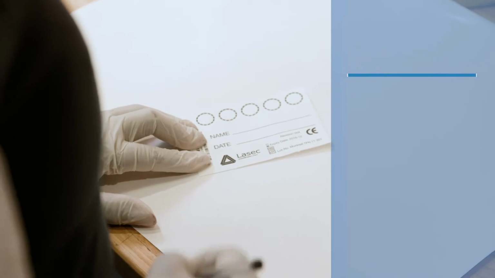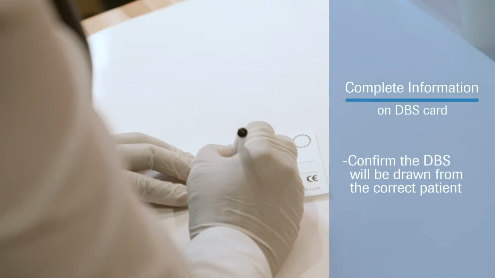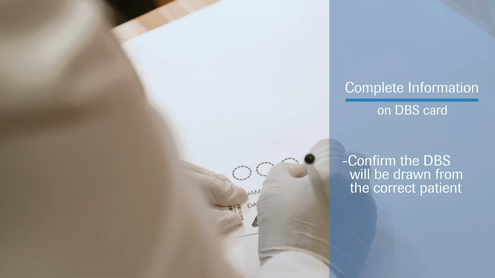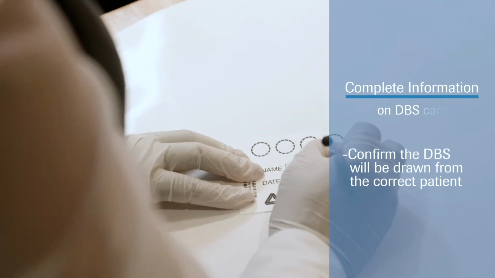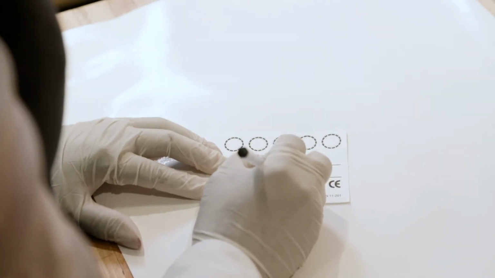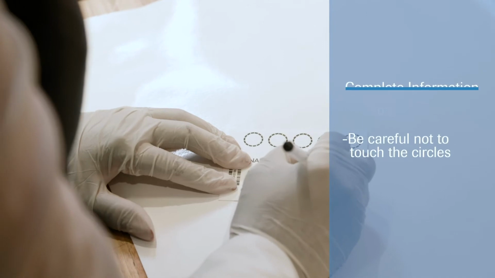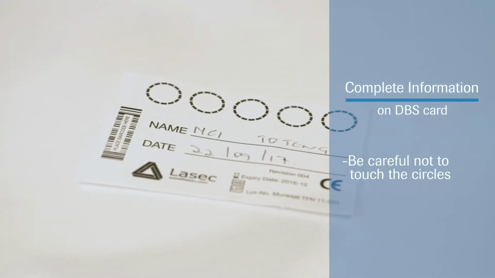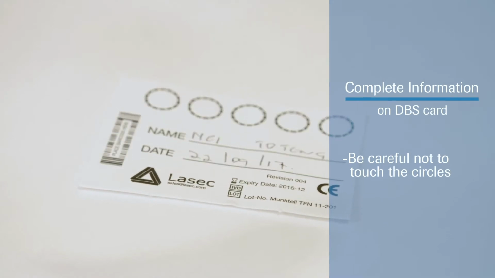Having carefully placed a DBS card on a clean surface, the nurse confirms this is the correct patient to be tested and labels a DBS card in pen with the appropriate identifying information and the date of collection. She is also taking care not to touch the circles on the card with her fingers or anything else, as touching the circles can contaminate them and affect the test result.